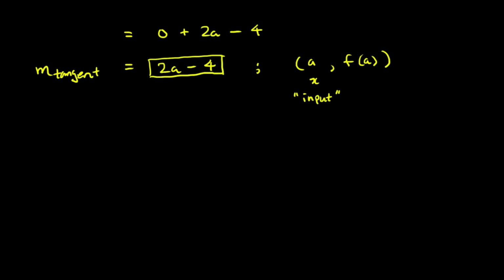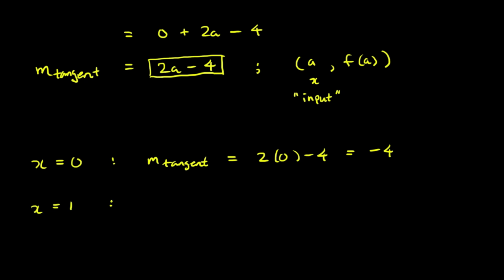So let's say tangent slope at x equals 0. Then I would say the slope of my tangent is going to be 2 times that x value of 0 minus 4. So our tangent slope is minus 4 when x equals 0. Maybe we want x equals 1. I'm just picking some random x values here.